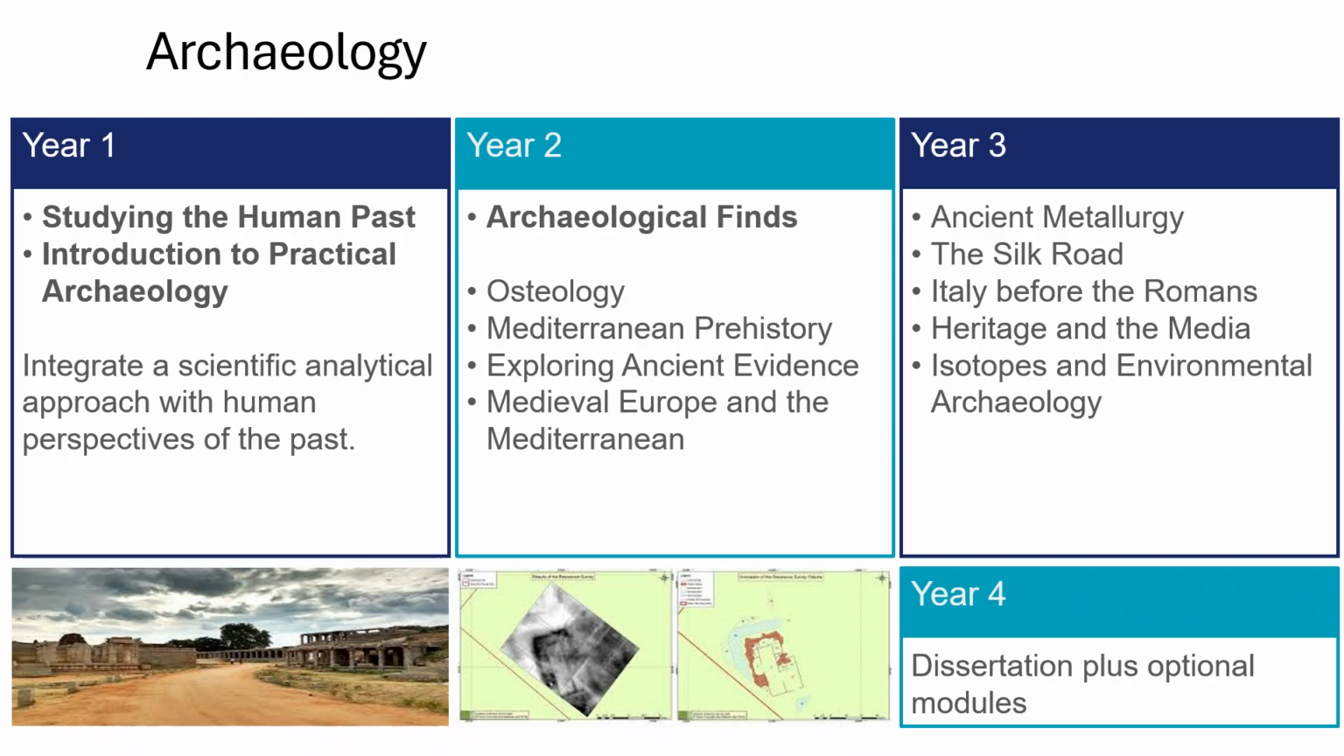And then you have optional modules such as Mediterranean prehistory, medieval Europe and the Mediterranean, or exploring ancient evidence. In year 3, you will have a variety of optional modules to choose from. For example, ancient metallurgy, where you will learn about ancient metal artifacts, and the Silk Road, which is looking at a series of linked communities across a wide geographical space.